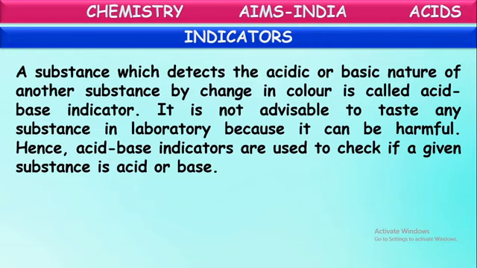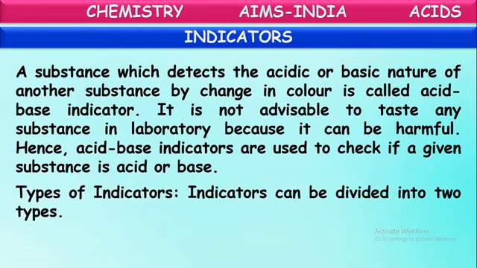So how to identify these acids and bases without tasting or touching them? For that purpose, we use some substances which give color changes when they react with these acids or bases. Those substances are called acid-base indicators. So hence, acid-base indicators are used to check if a given substance is either an acid or a base.